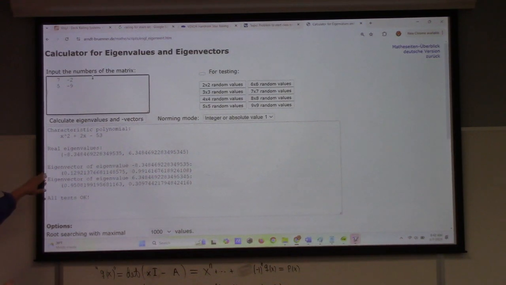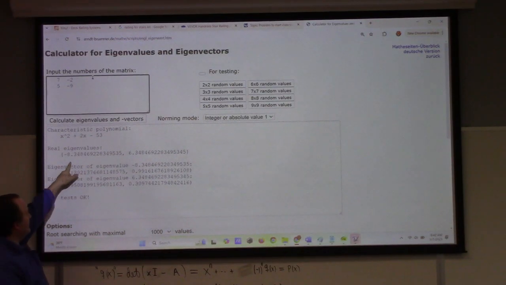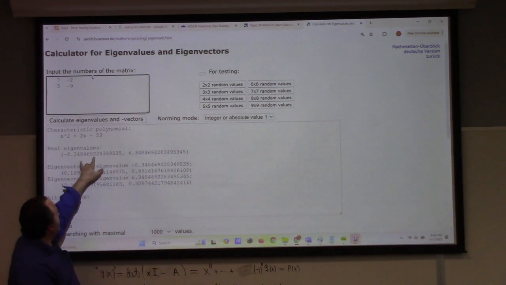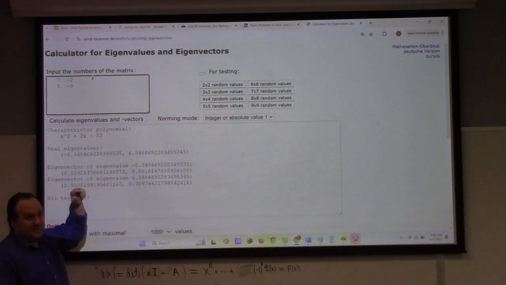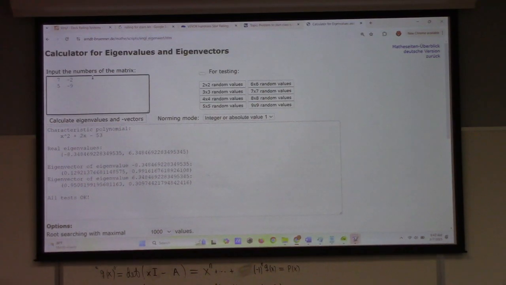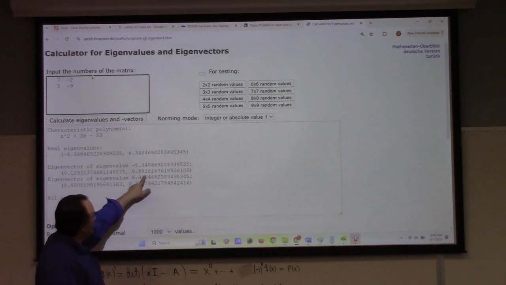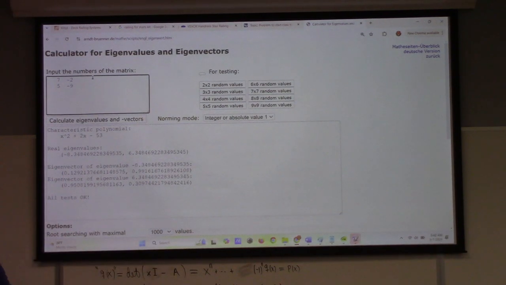This one would be a nasty test question because the eigenvalues are minus 8.34 and 6.34, and apparently all these digits as well if you wanted them. That means the characteristic equation does not factor nicely. But this website is pretty cool in that it gives you the eigenvectors right here. You can also do other things like the norming mode, where norming means length, so the length of the vectors is set to 1.